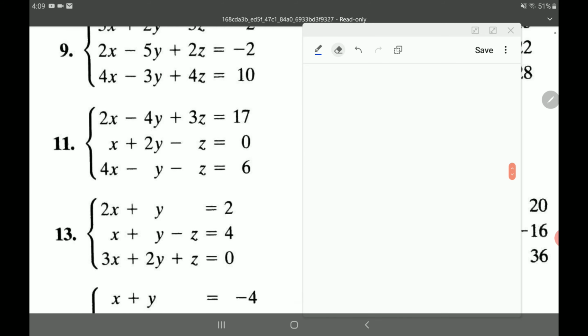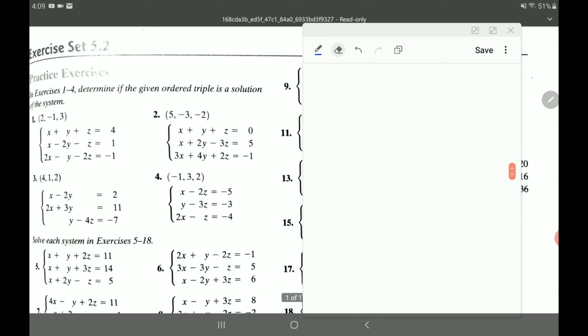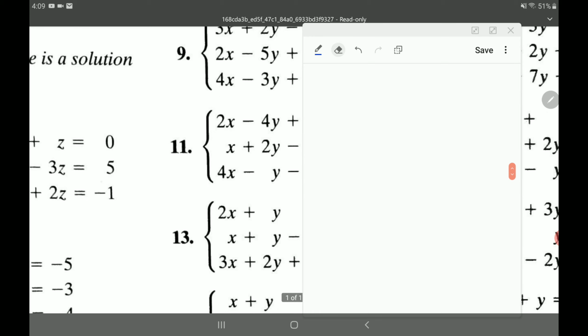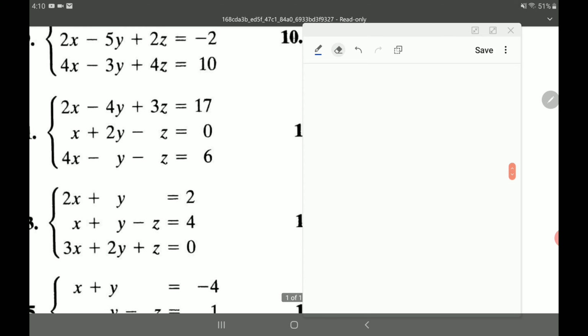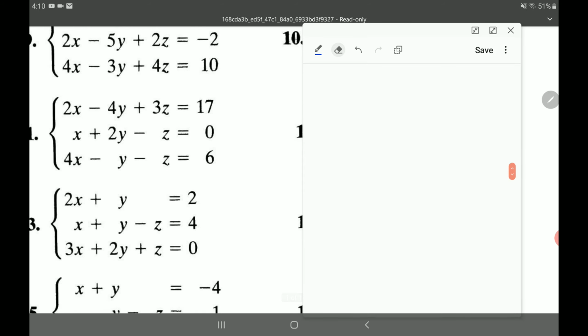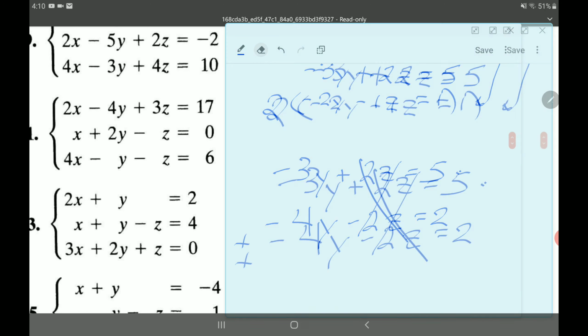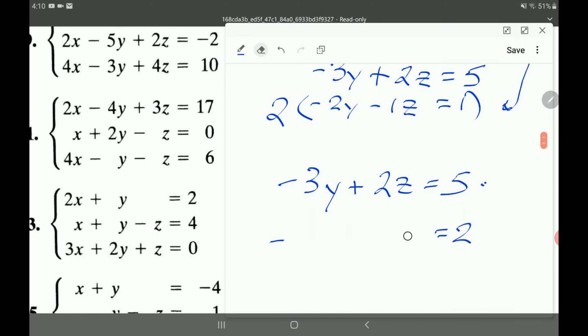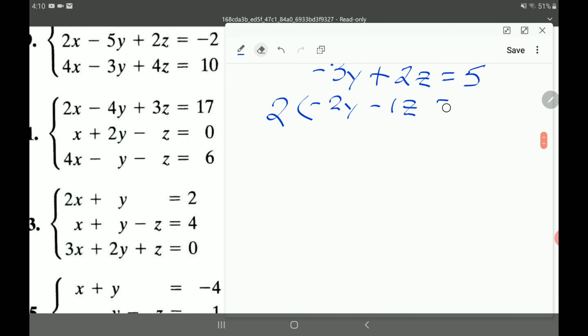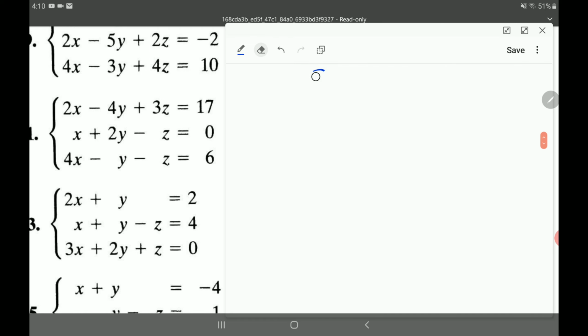Alright. Very similar concept, okay? So, I could use this y to get rid of these. I can use this z to get rid of these, or this x to get rid of these. Let's get rid of z first this time. Let's change it up. It doesn't really matter. Alright, so let's get rid of z.